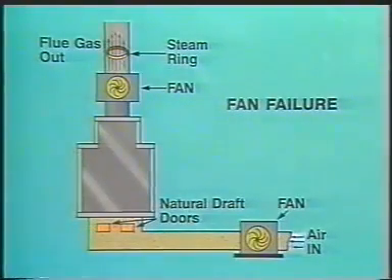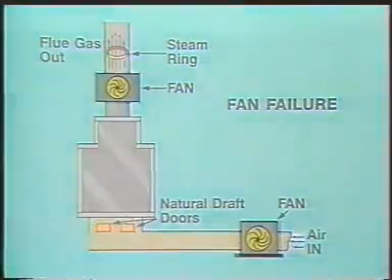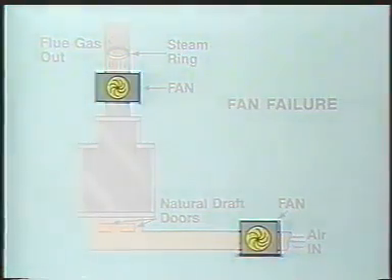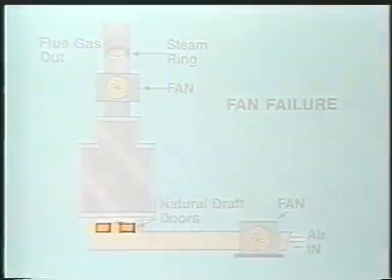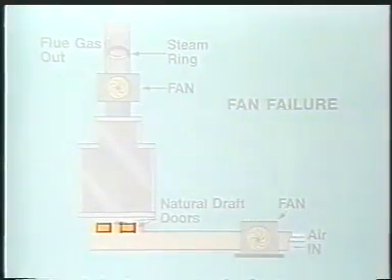A second type of equipment failure is a fan failure. If one of the fans in a balanced or induced draft furnace fails, this will result in a loss of draft. If the furnace is equipped with natural draft air doors, the flame safety system will automatically open the doors, and it may be possible to keep the furnace operating at a reduced load.